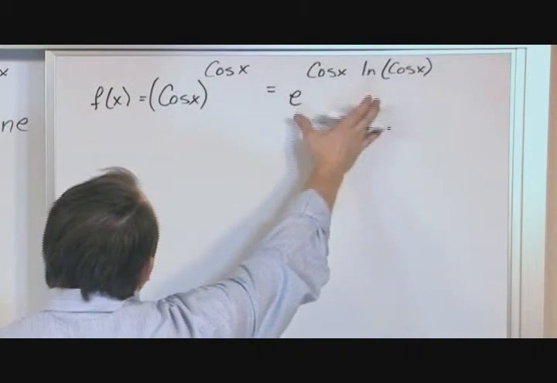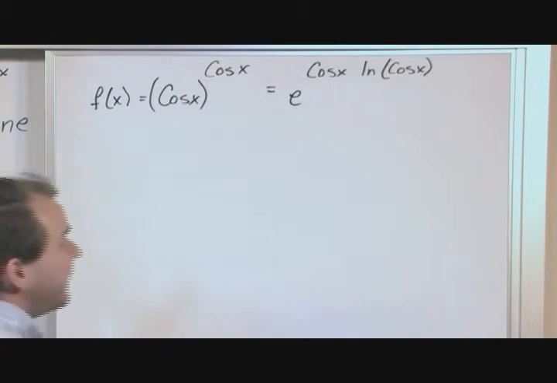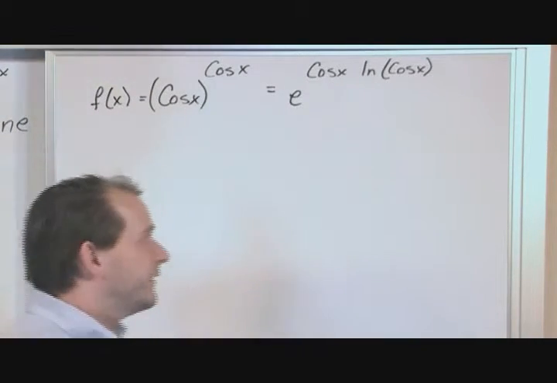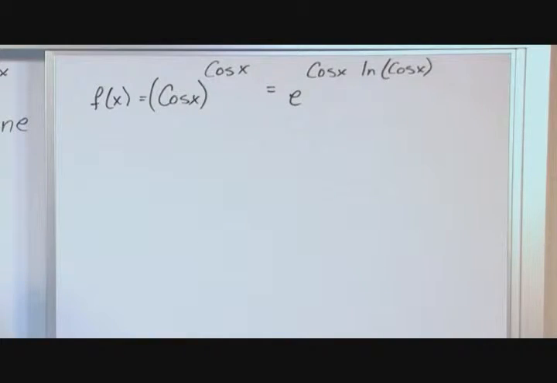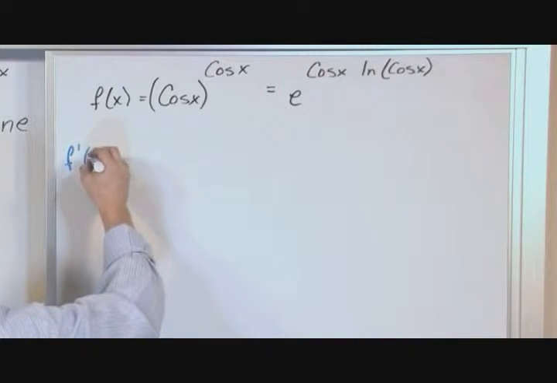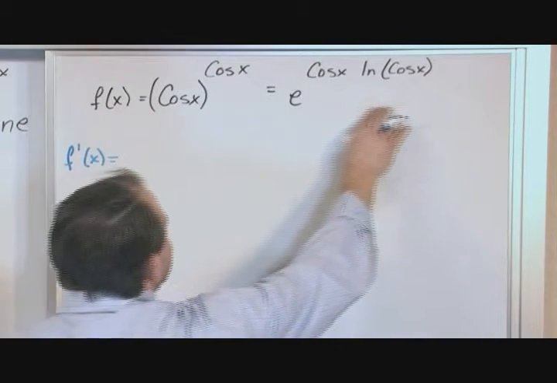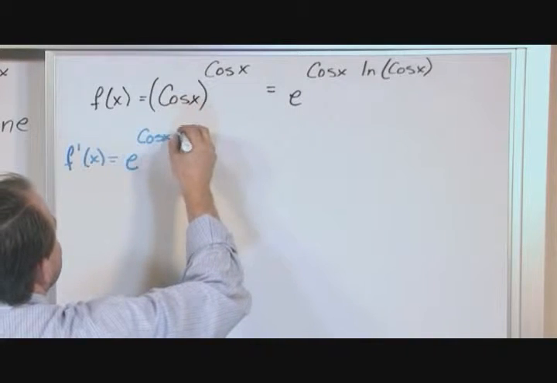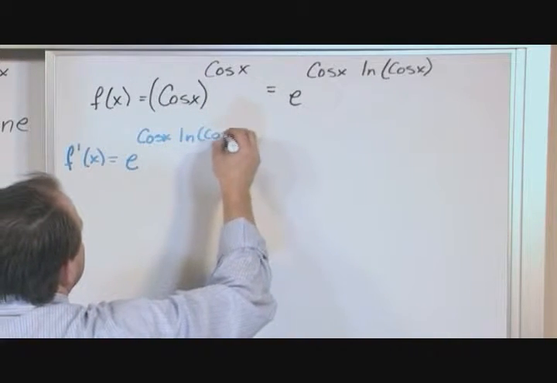If I graph this and I graph this, they're the same. In fact, I encourage you to do that. Grab a graphing calculator and graph both of those things. You'll see that they're exactly the same. Okay, so let's take the derivative, f prime of x. It's an exponential, so it's indestructible. So let's leave it alone for now. Cosine of x times natural log of cosine x.